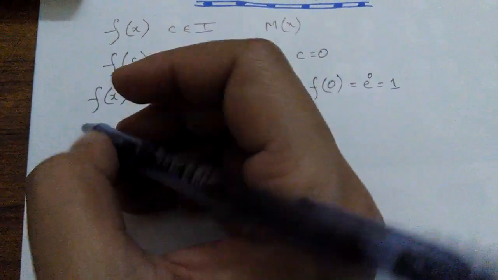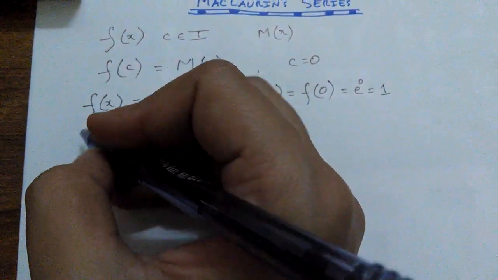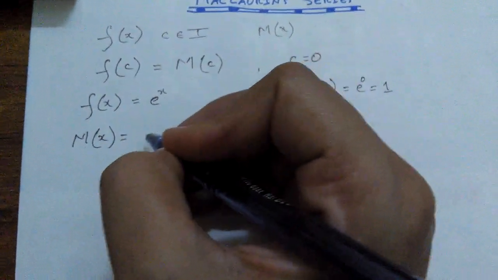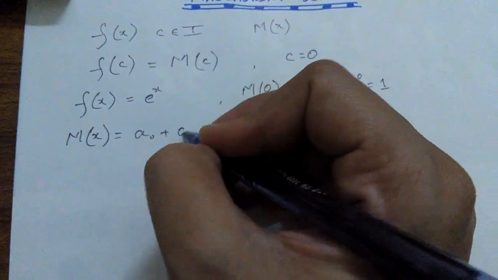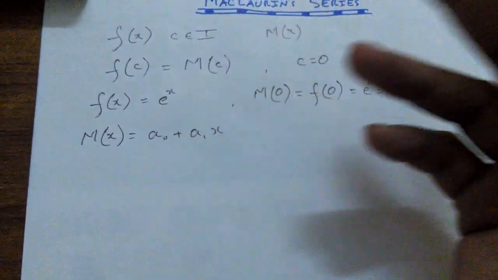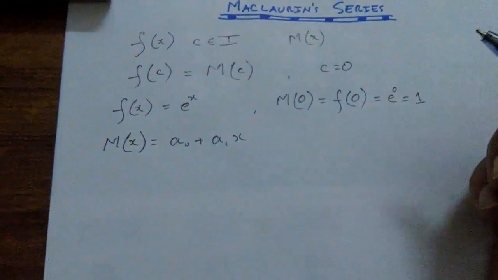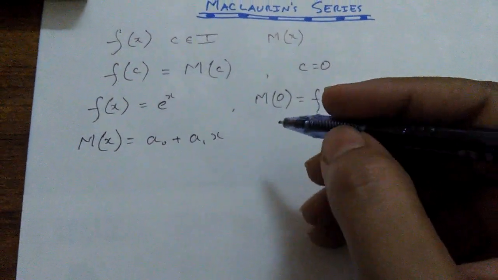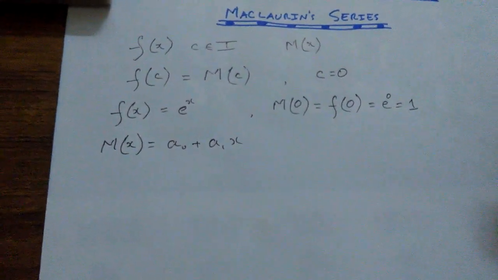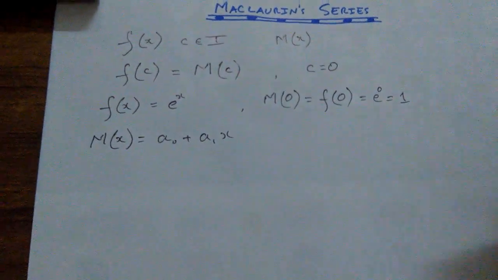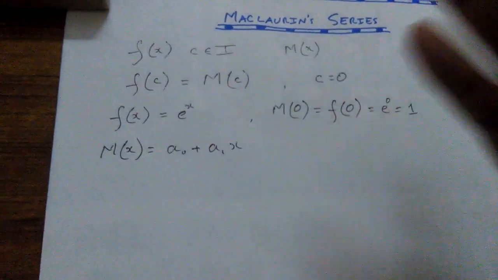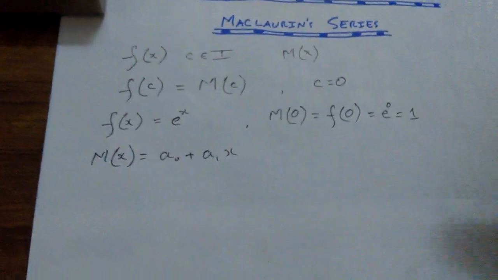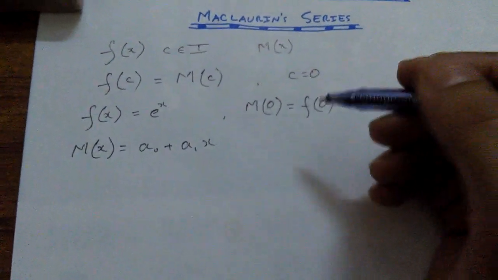I assume here that m of x is equal to a0 plus a1 x, where a0 and a1 are any real numbers. I have to find the values of a0 and a1. There are several ways of finding a polynomial approximation. I'm just considering a condition to extract the best polynomial that approximates a certain function at a certain point c.